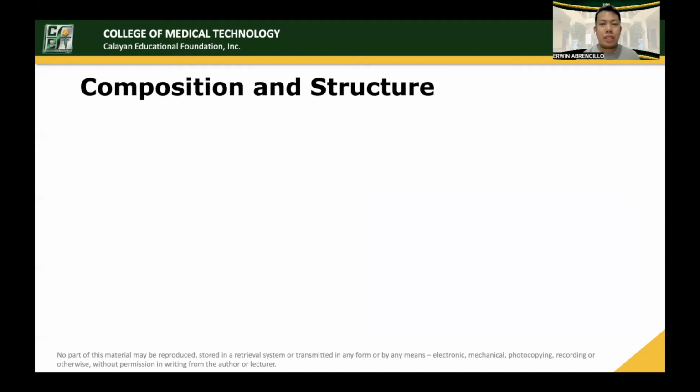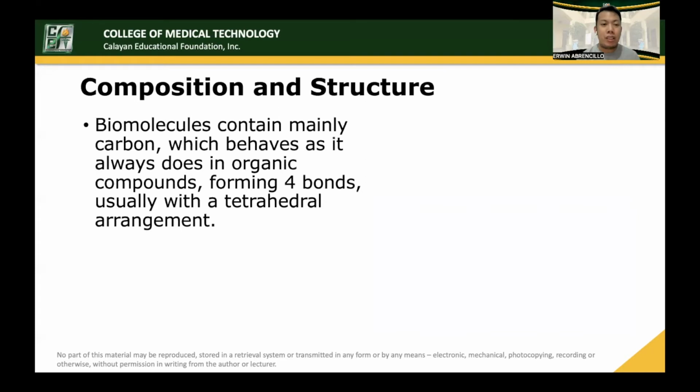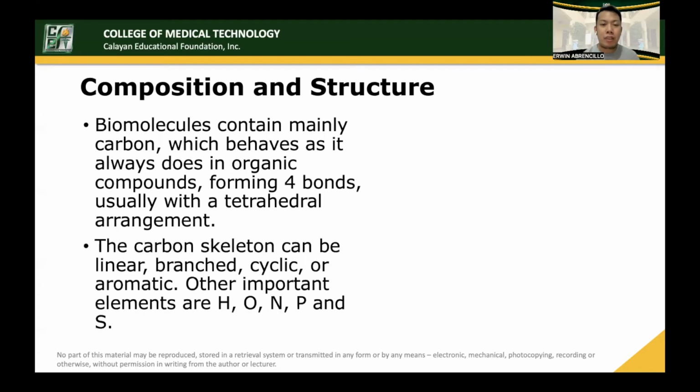So for the composition and structure, biomolecules contain mainly carbon, which behaves as it always does in organic compounds. So basically, carbon has 4 valence electrons, so it forms 4 bonds, usually with a tetrahedral arrangement. So the carbon skeleton can be linear, straight, no branch. Branch meaning to say that it has a side chain. Cyclic, just like that of the cycloalkane. Or aromatic, meaning it has a ring inside, for example, benzene.